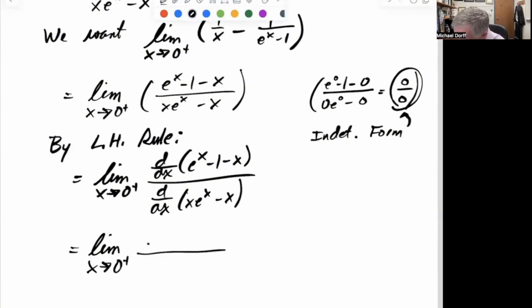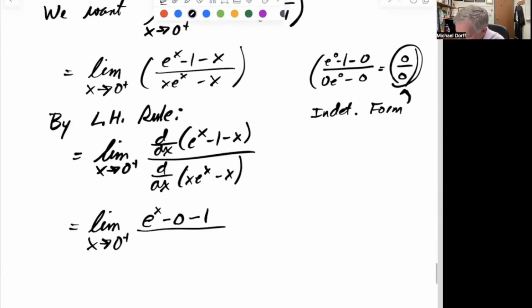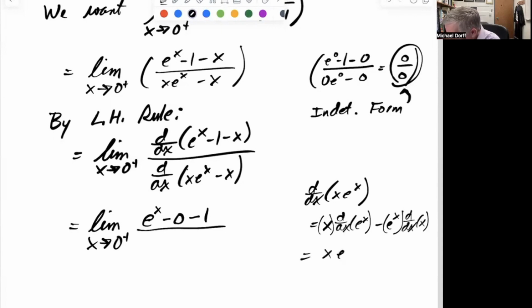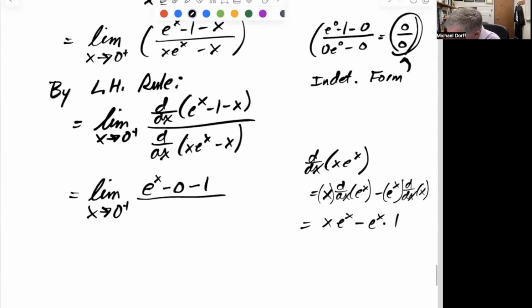In the numerator, the derivative of e to the x is e to the x. The derivative of 1 is 0. The derivative of x is 1. So we have e to the x minus 0 minus 1. In the denominator, we have the derivative of x e to the x, so we're going to do the product rule. It'd be the first times the derivative of the second plus the second times the derivative of the first. So that's going to give me x e to the x plus e to the x times 1. So we have x e to the x plus e to the x.